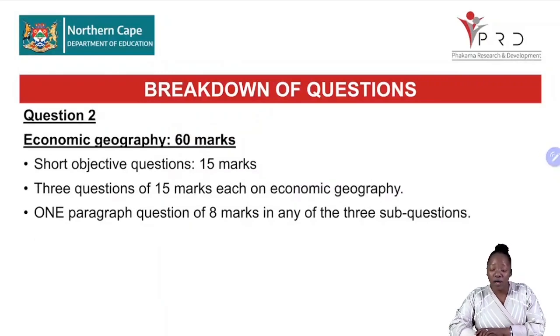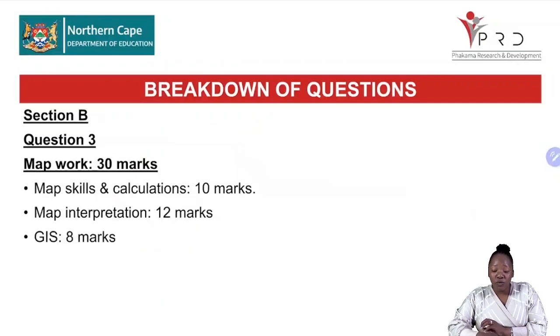Then you move over to question 2, which is your economic geography. Under economic geography, again, you will have your short objective questions with 15 marks. And then after that, you will have 3 questions based on the economic geography. Amongst those 3 questions, there will be that one question with a paragraph question. Then you move over to section B, which is your question 3. Under question 3, you will have your map work questions.